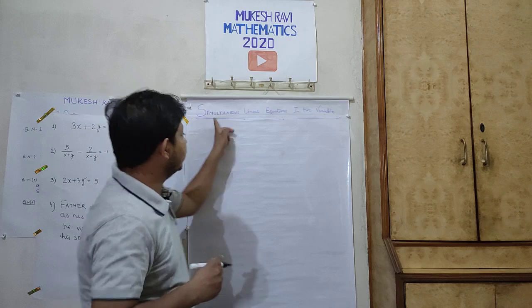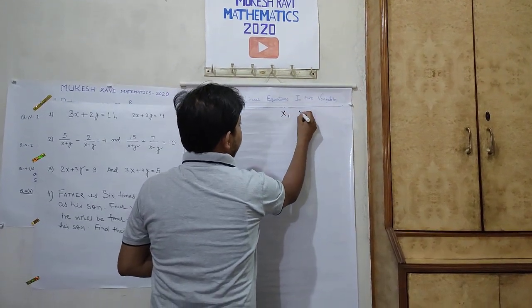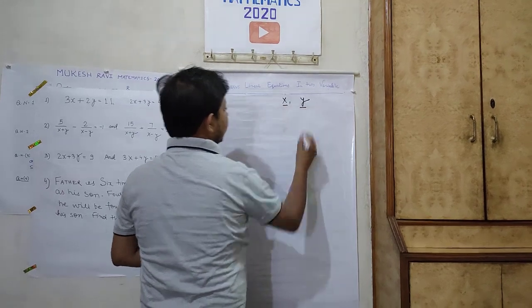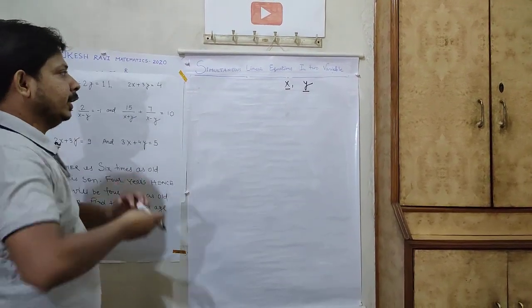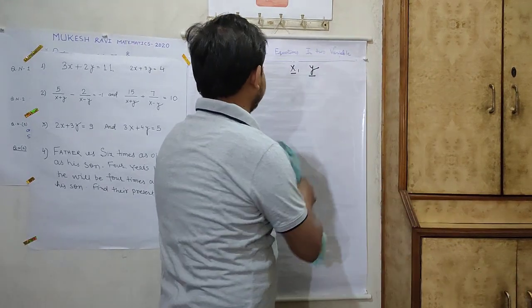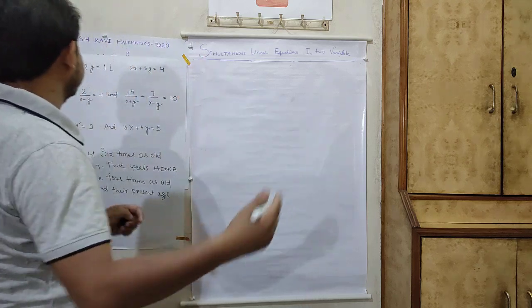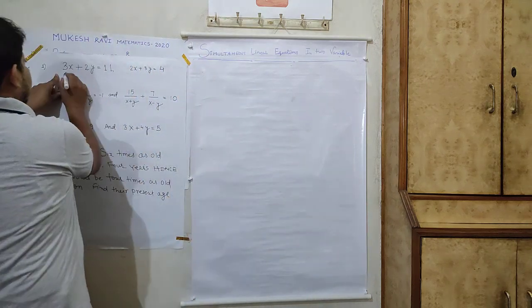So simultaneous linear equation in two variable. Two variable means what? X and y. This is two variable. There are many methods to solve simultaneous linear equations. I am not going to waste my time to discuss a single method, so I will take one question and solve it with a method.